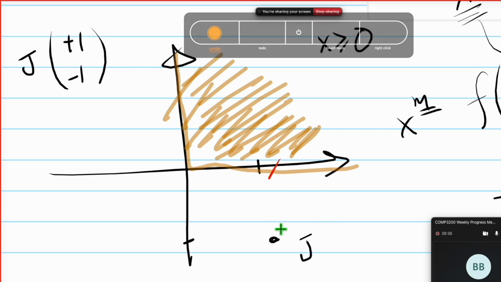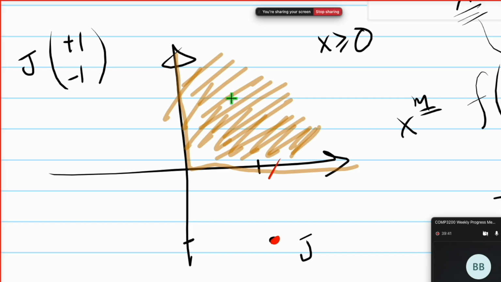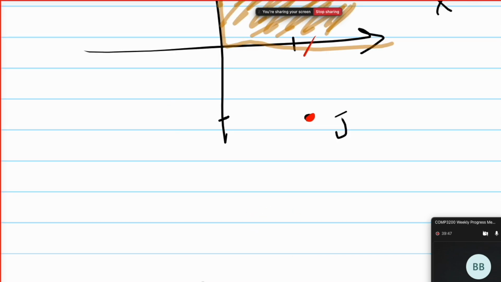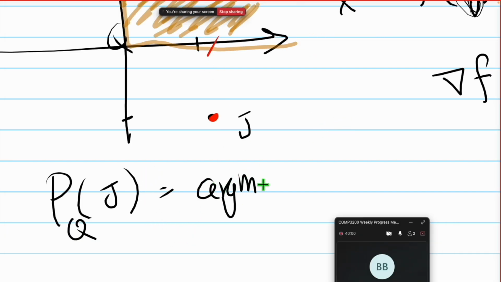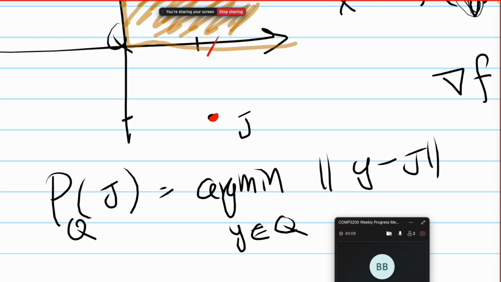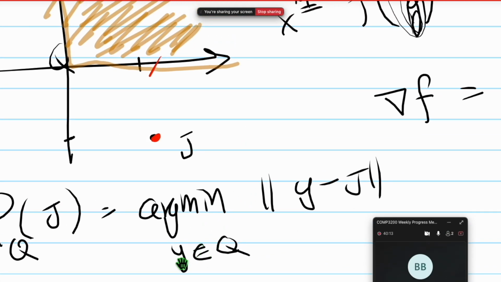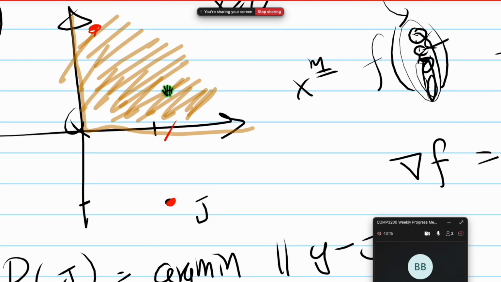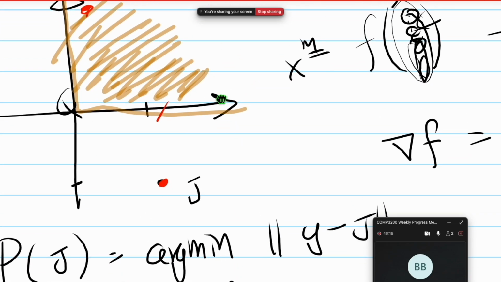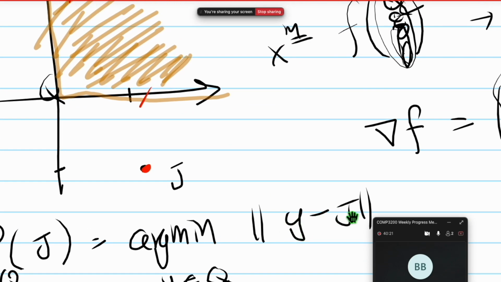You won't say, okay, if I want to project this into this brown set, I should go here, right? You should find a guy that is closest to this. So what is this P thing? I have an input point j, right? Project onto Q. This is my Q. It means I find the argmin of this. It means I need to find among all the y in the Q, that means everything in this brown region, such that the distance between y and j is the smallest.